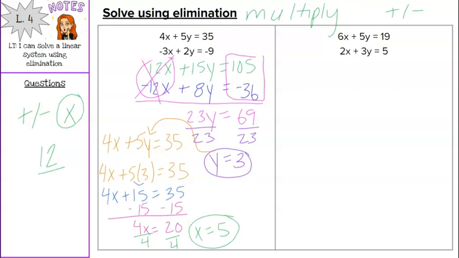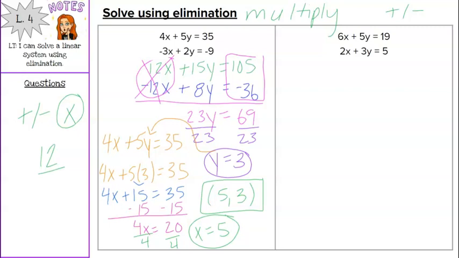So when you solved it, you should have gotten x is 5. You can see my solving steps there. And then remember, we do need to write our answer as a coordinate point. So the point where the two lines would cross is (5, 3). All right, let's try another one.